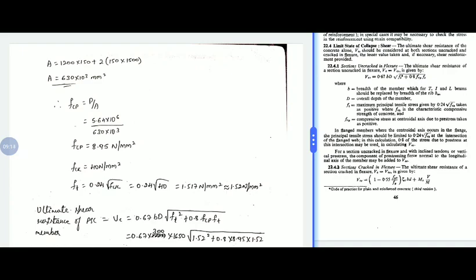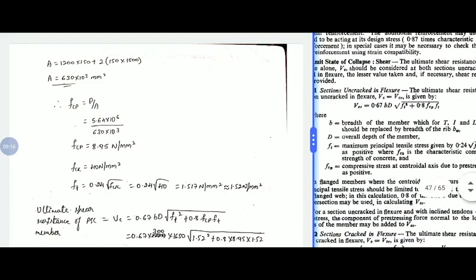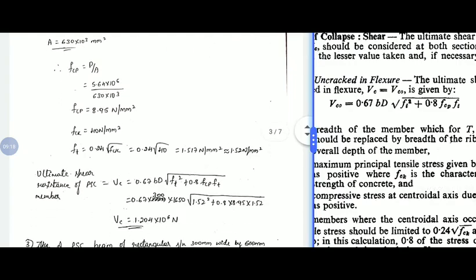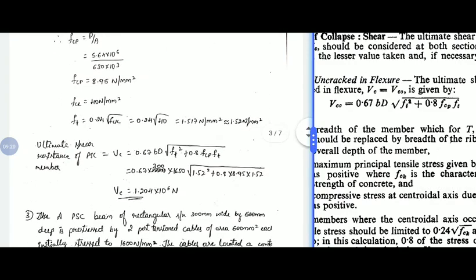So again by using the same formula we are going to calculate the ultimate shear resistance of the PSC member. That is Vc equals 0.67 b d root of ft square plus 0.8 fcp into ft. By substituting all the values, we will get Vc equals 1.204 into 10 power 6 Newton. So it is nothing but 1204 kilonewton, which is the capacity of that member.